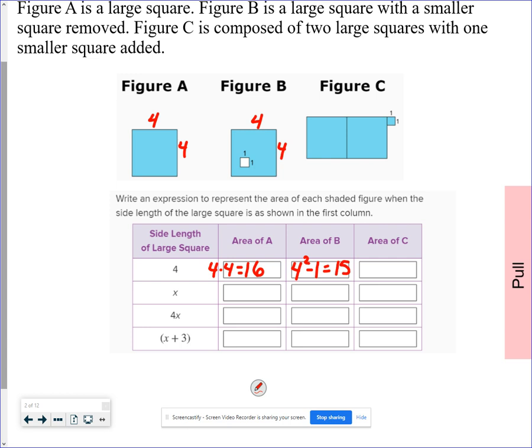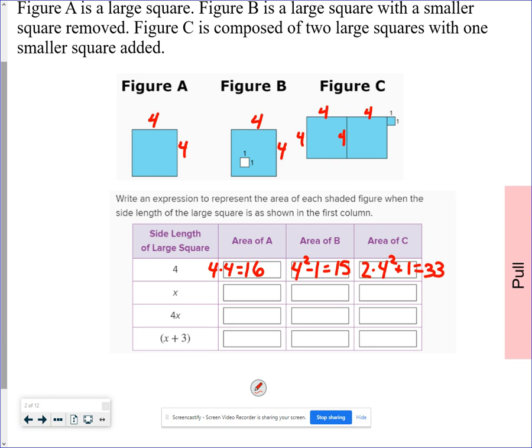For the area of C, that's really saying this was a 4 by 4, and this is a 4 by 4, so I've got 2 of those 4 by 4 squares. But I'm now adding on 1 extra. And again, we can certainly figure out what that is. We know that 4 squared is 16. 16 times 2 would be 32, plus 1 would be 33.